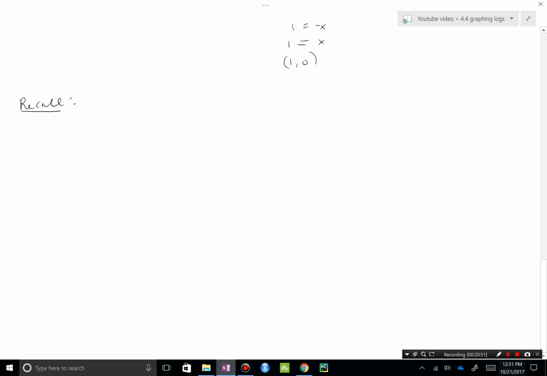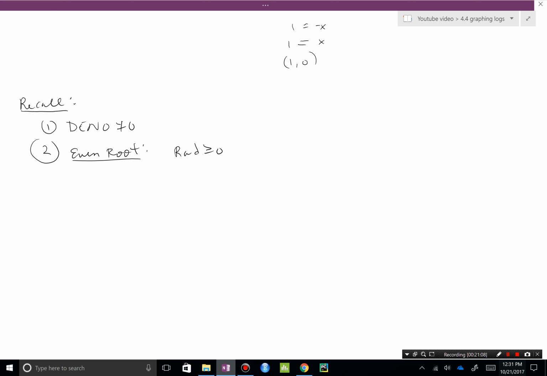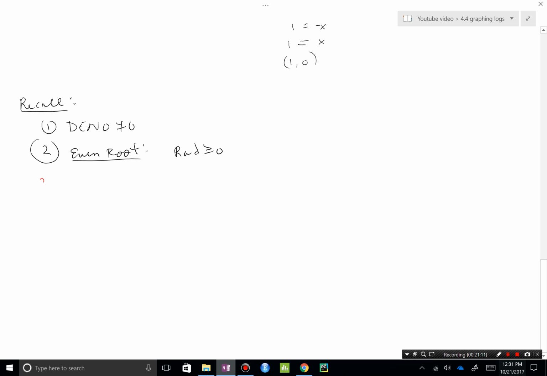your domain restrictions. These are the two you already had: denominators can't be 0, because you can't divide by 0. The second one is even roots. If you had a radicand and the index was even, then the radicand must be greater than or equal to 0. You knew these two. This is the new addition with logarithms that we did when we first plugged in points. If you have a log base a of b, b must be strictly greater than 0. This is the point.